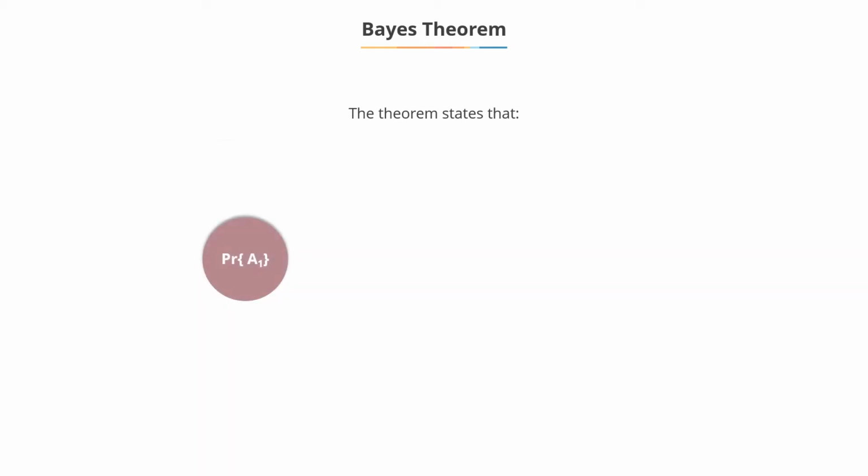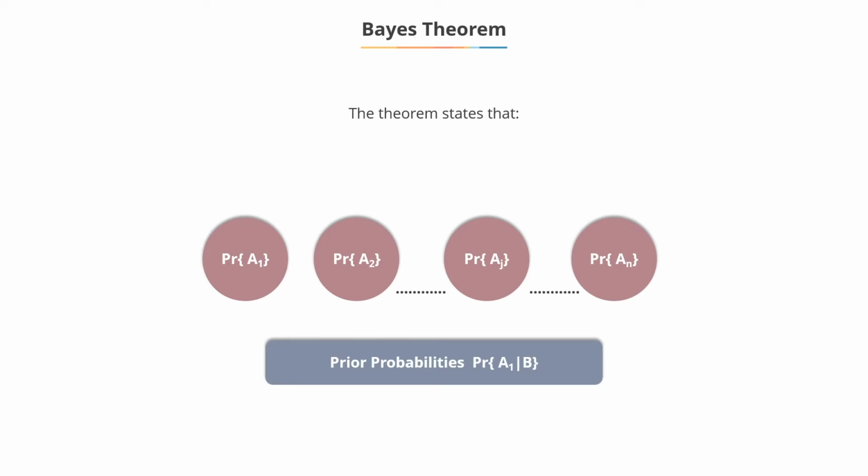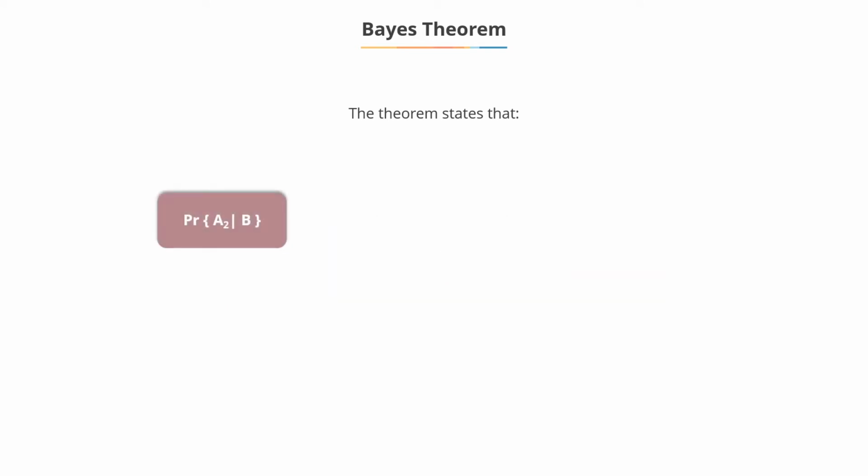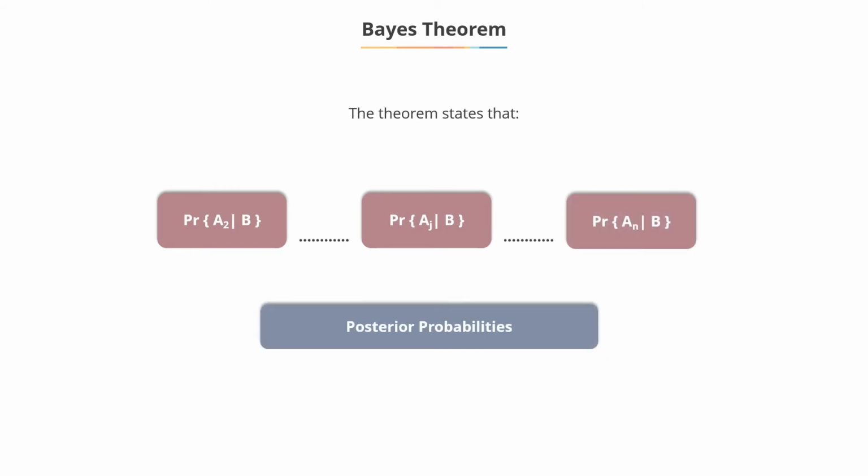The probabilities P(A1), P(A2), P(Aj), until P(An) are called prior probabilities. The probabilities P(A1|B), P(A2|B), P(Aj|B), until P(An|B) are called posterior probabilities.